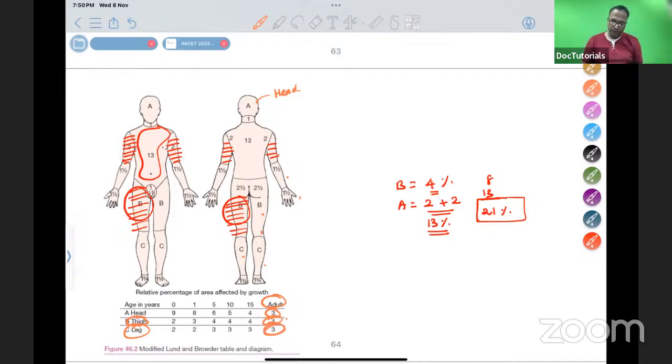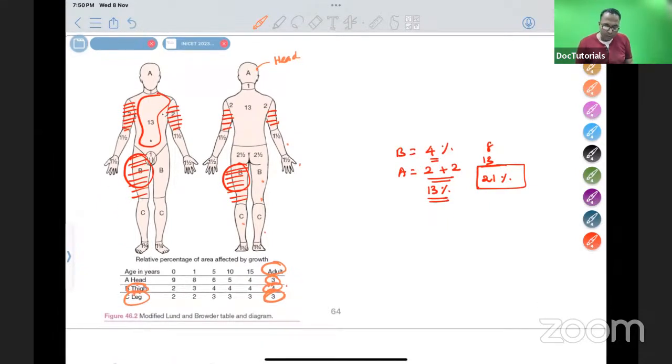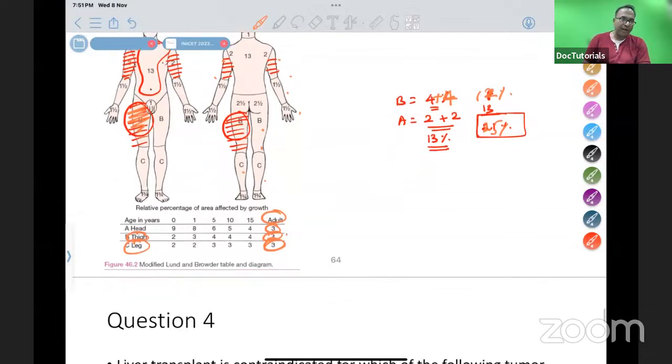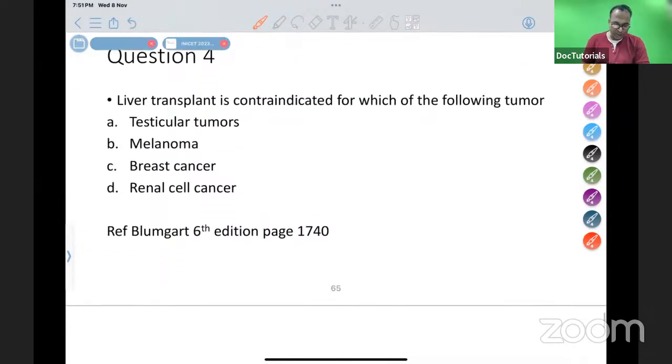Please remember this value: anterior thigh is B, and posterior thigh means 4 plus 4, it will be 8. And for the upper limb, arm alone is 2 plus 2, which is 4. So 12 plus 13 will come around 25%. I don't know the exact choices given, but you should calculate based on this formula only. It is not Wallace's rule, it is the Lund-Browder chart.